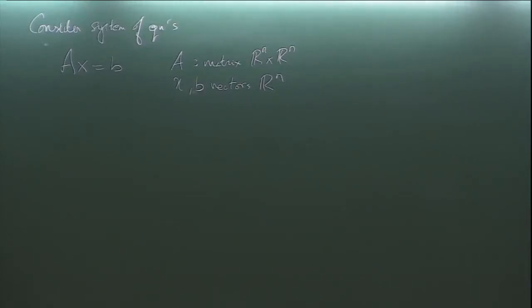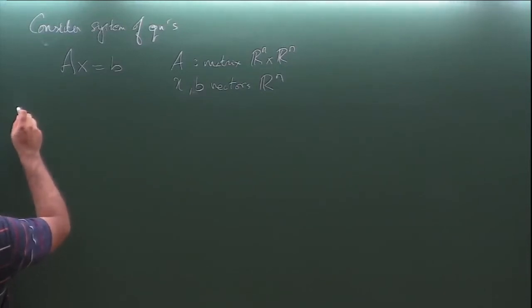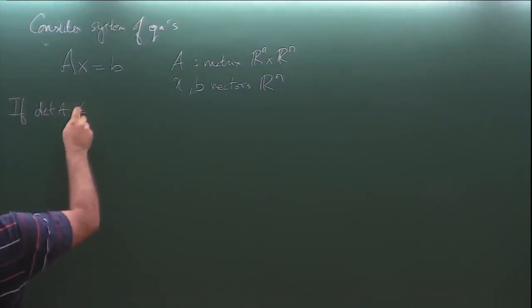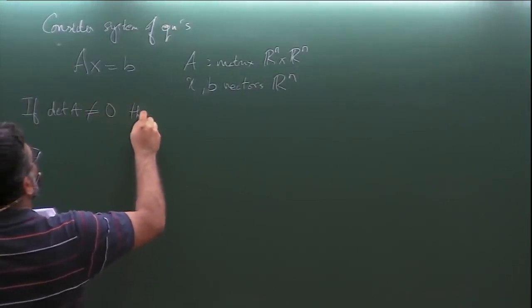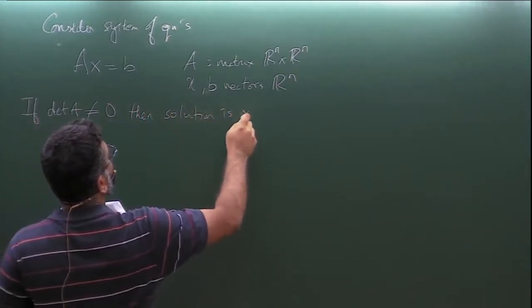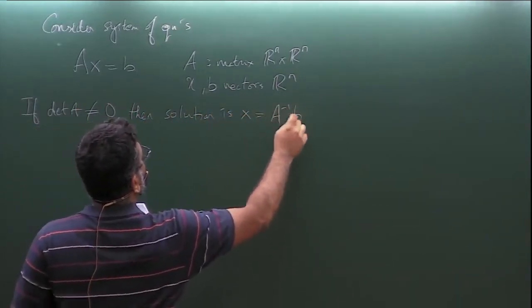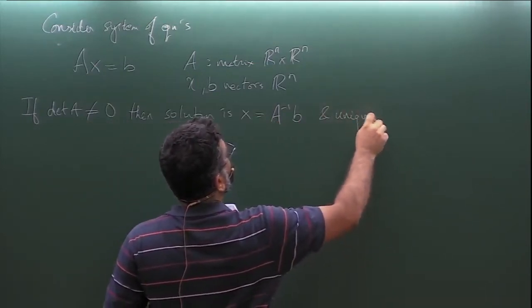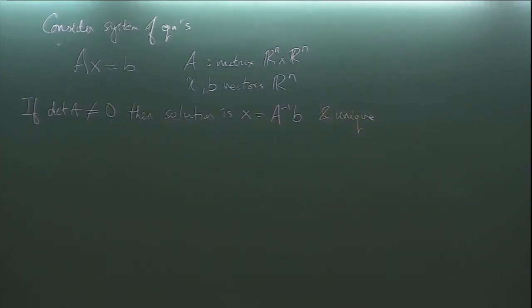Okay, so hopefully many of you have seen this at some point. If determinant of A is not zero, then the solution is x equals A inverse b, and the solution is unique. Okay? This is exactly analogous to case one.